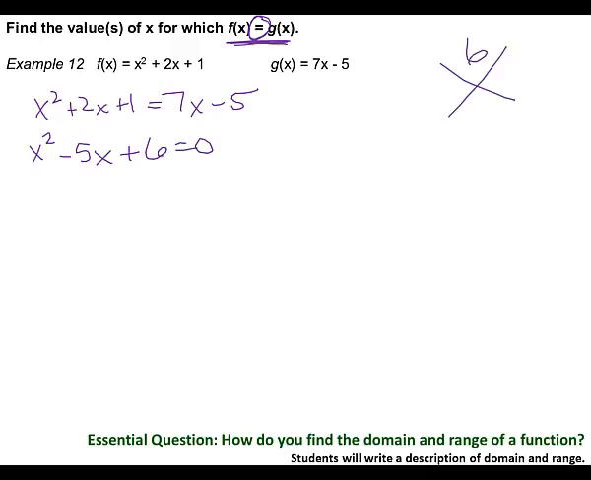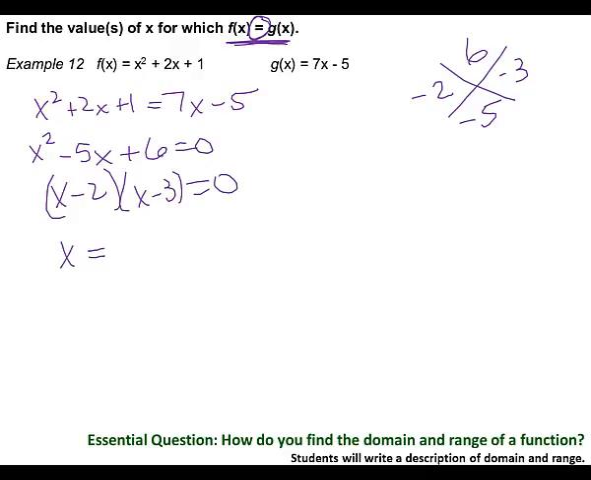Factor. Two numbers that multiply to 6 and add to negative 5. So we have x minus 2 times x minus 3 equals 0. Good old zero product property. Can you do it in your head? What's x equal to? 2 and 3. The only thing we hadn't done before yet this year was set those things equal to each other, and that's not that big of a deal.